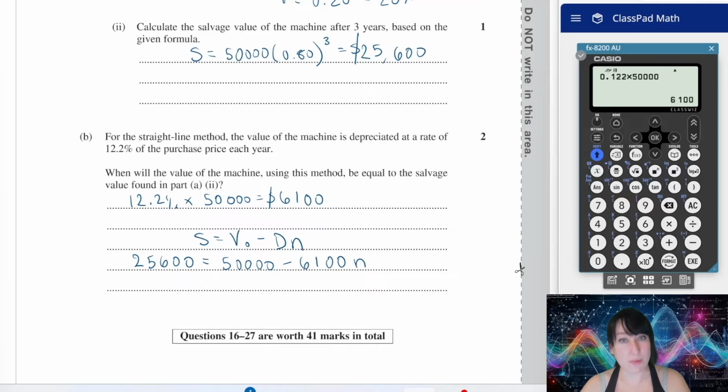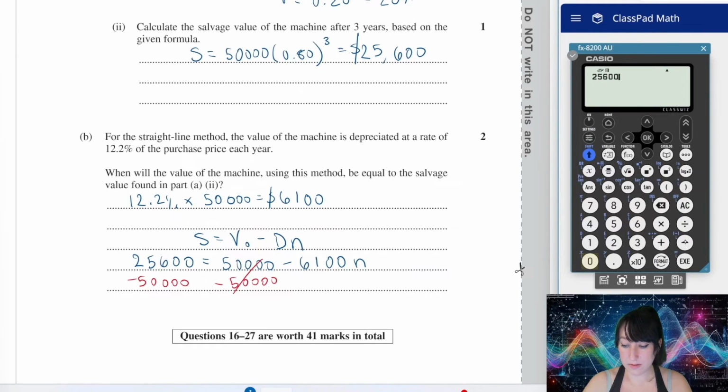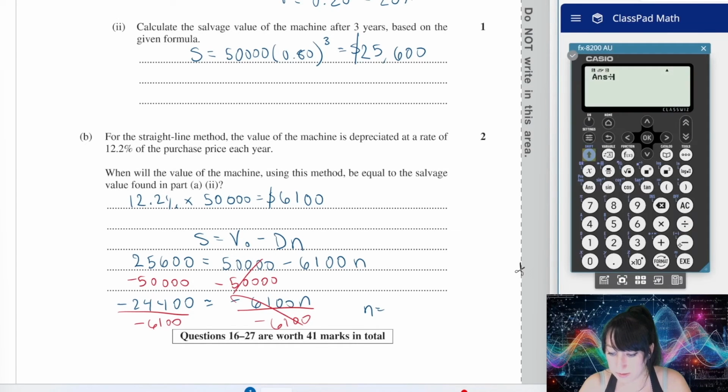So this is an equation, and we can solve for N. First, we'll subtract 50,000. So this will come out negative for a moment. But that's because on the right-hand side, we're left with negative 6,100 n. So when we divide, it will become positive. So we solve and we get n equals 4.